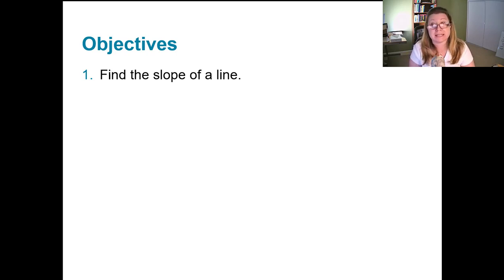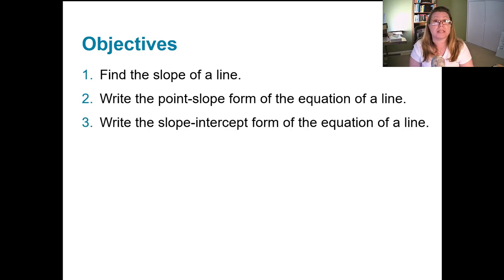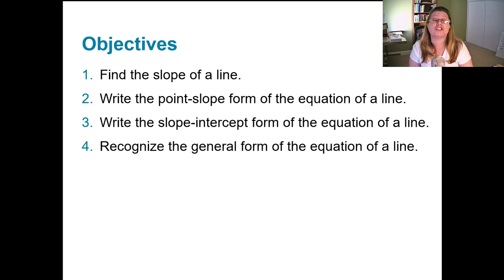The first thing is to find the slope of a line. Generally, we'll be given 2 points, and then using those 2 points, we're going to calculate the slope of a line. Next is going to be looking at lines in particular forms. One will be point slope, another will be slope-intercept, and then the general form of the equation of a line.